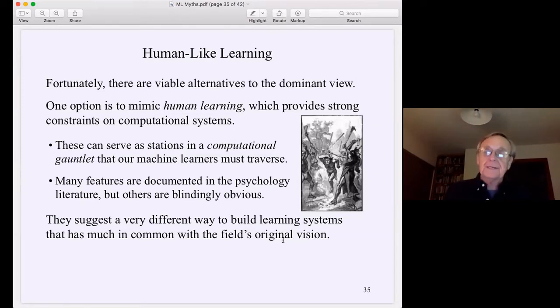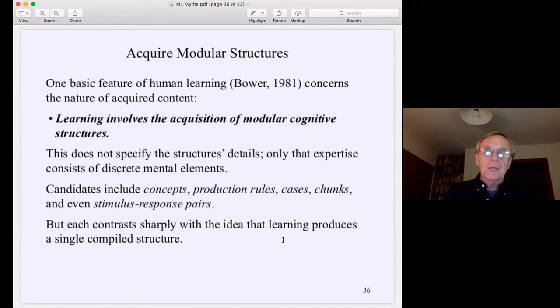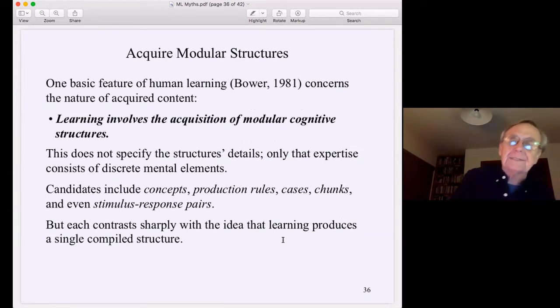Many of these are well documented in psychology, but others are so obvious that you probably have trouble finding a citation. But they suggest a very different way to build learning systems that's closer to the original vision for the field. One of the most basic isn't about learning, but about what is learned. It's that what we learn are modular cognitive structures. That doesn't say what those are. This is a very generic statement, right? It's that expertise consists of discrete mental elements. This is pretty obvious in lots of places. If you go back and look at the psychology literature on transfer, you'll see it. It's very obvious there, but it's in lots of other places.